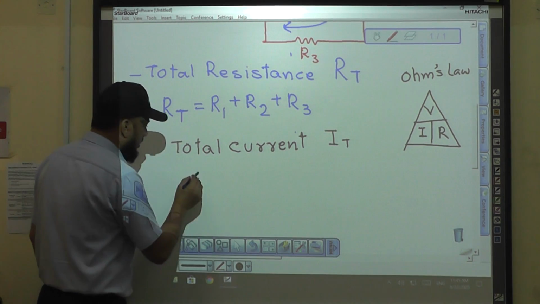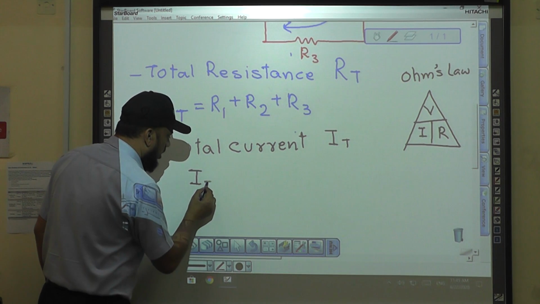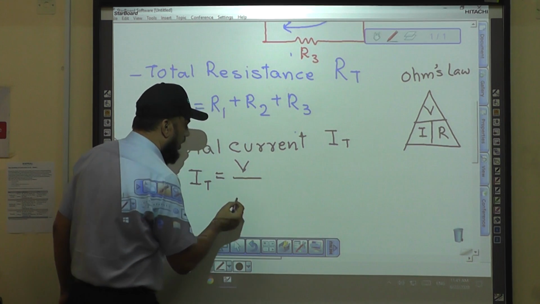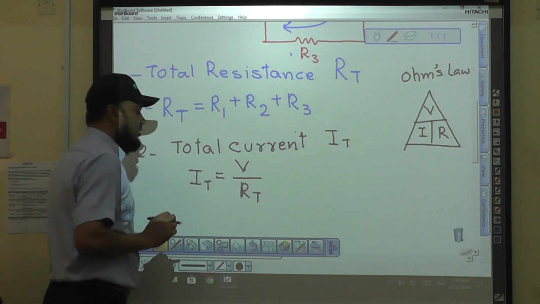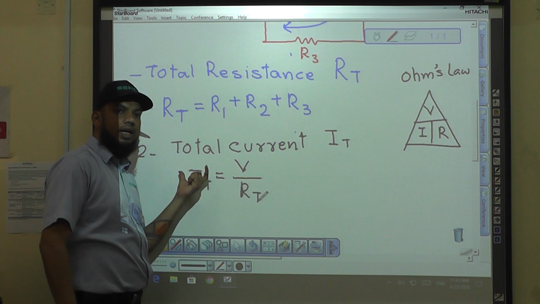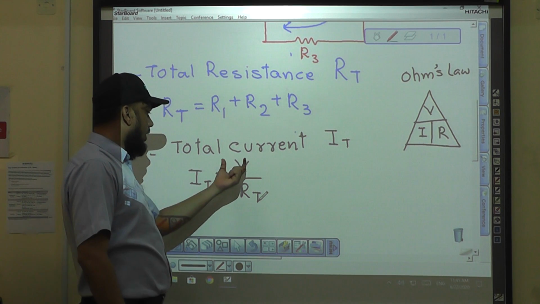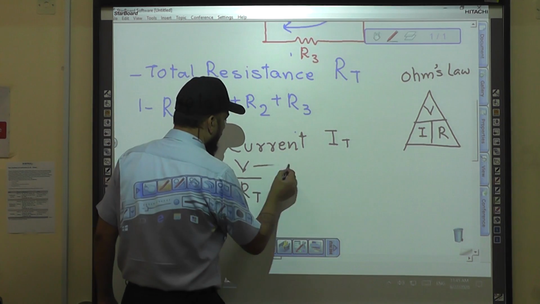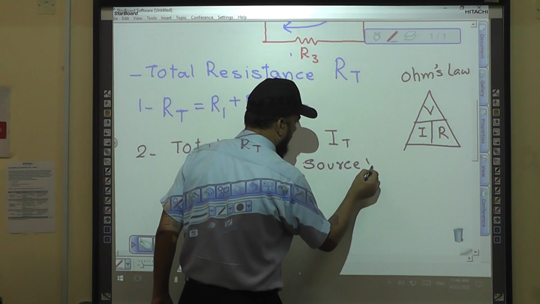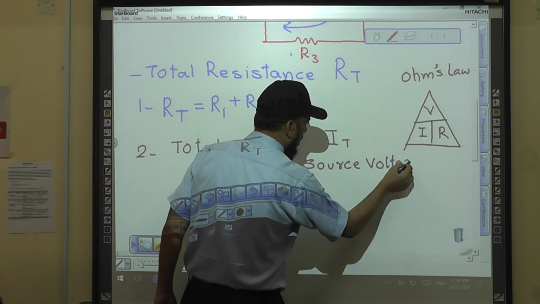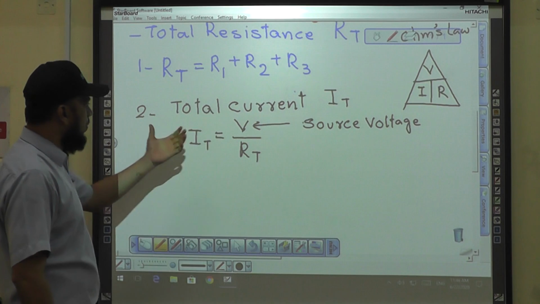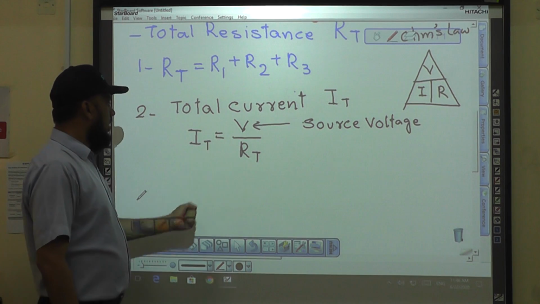So from that we can write the total current I total equal to the source voltage divided by the total resistance RT. Why are we taking RT? Because we have to calculate the total current. V is the source voltage, while RT is the total resistance. From this formula we can calculate the total current.